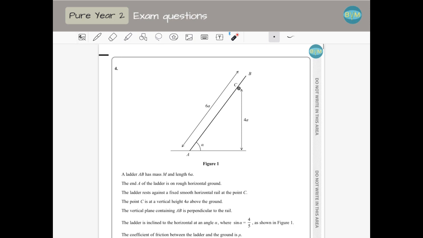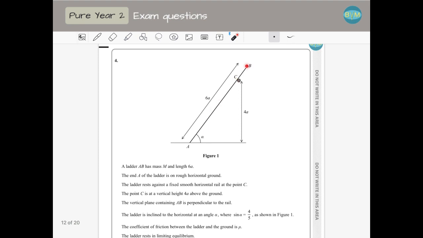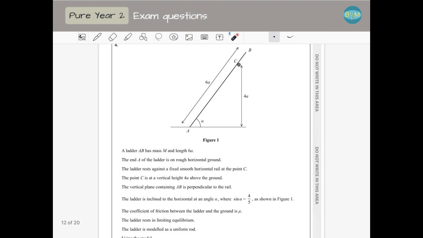Hello, this is your question for the November 2020 mechanics paper from Edexcel. You have a ladder AB. The end A of the ladder is on rough horizontal ground. The ladder rests against a fixed, smooth horizontal peg at point C. We know some distances. The ladder is inclined at an angle alpha.